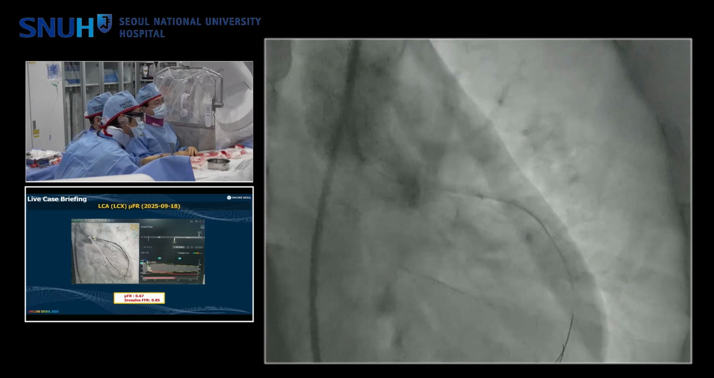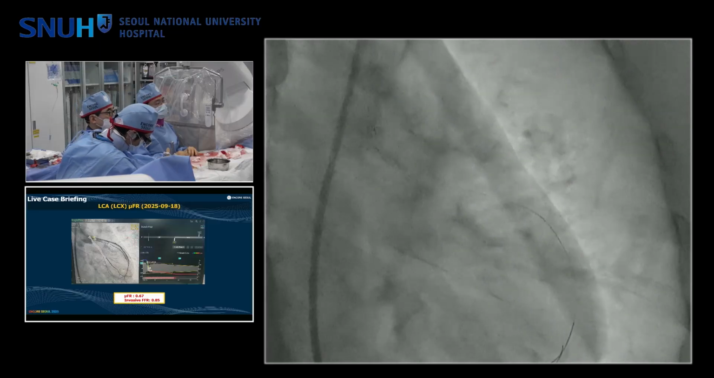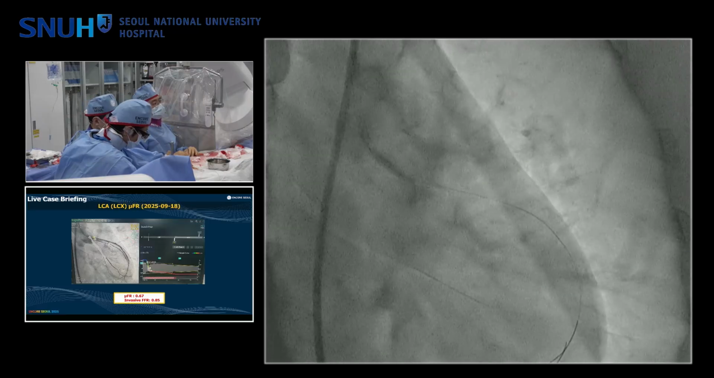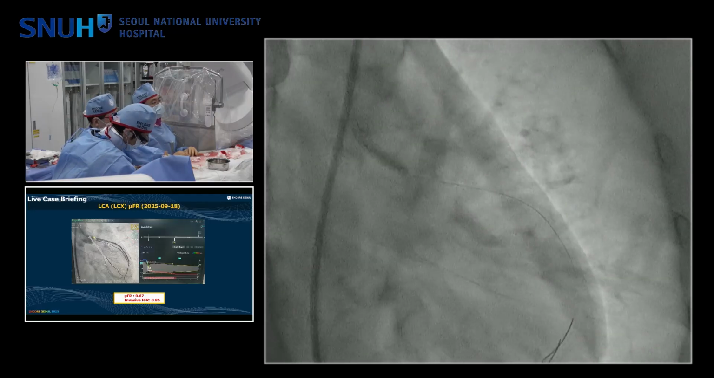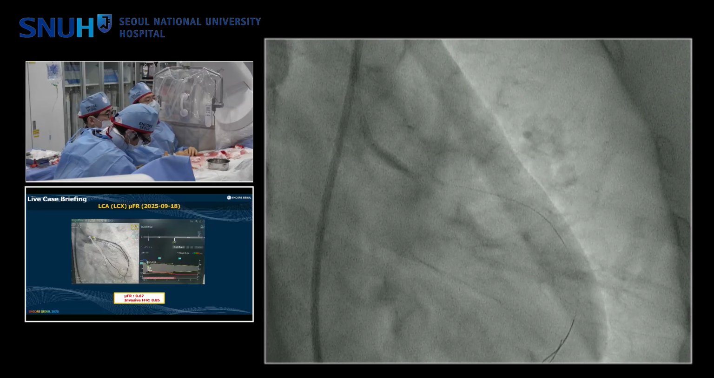3.0 is relatively small for left main. You need a bigger size, like 3.5. What pressure? 20, 22. A 3.0 NC balloon. Yeah, in common sense, 3.0 for left main is small. But Dr. Yang thinks the vessel is not so big.